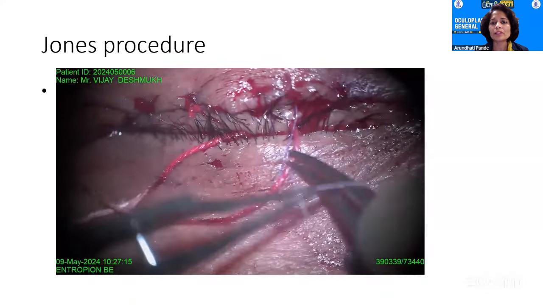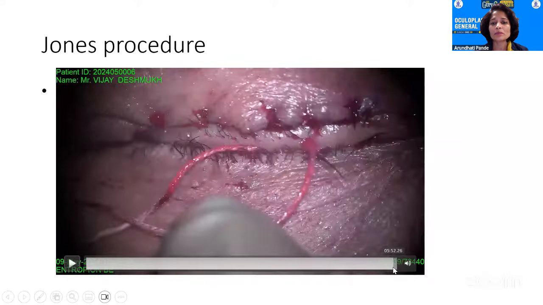And post-operatively, I give a pressure patch for one day. Next day, I remove the patch. Okay.